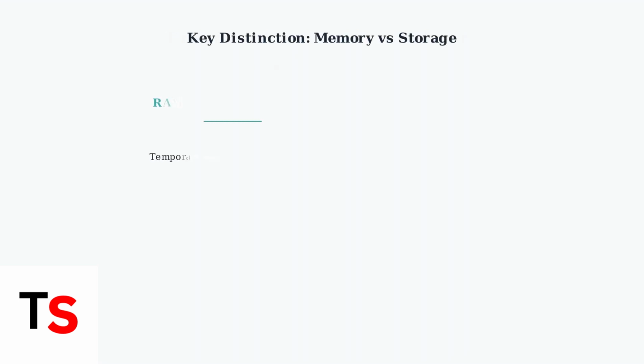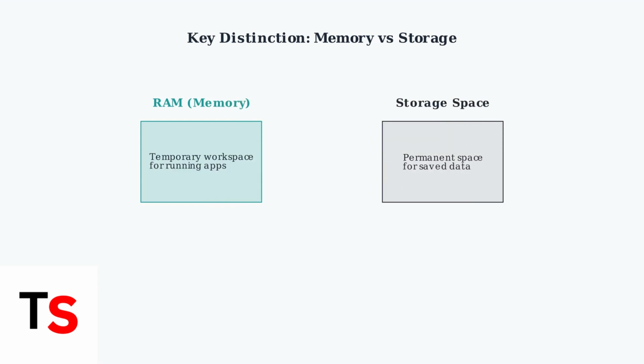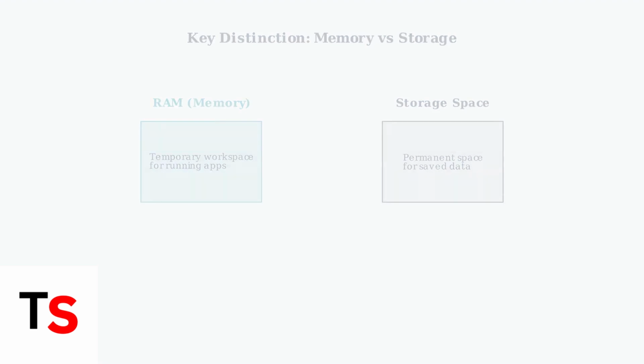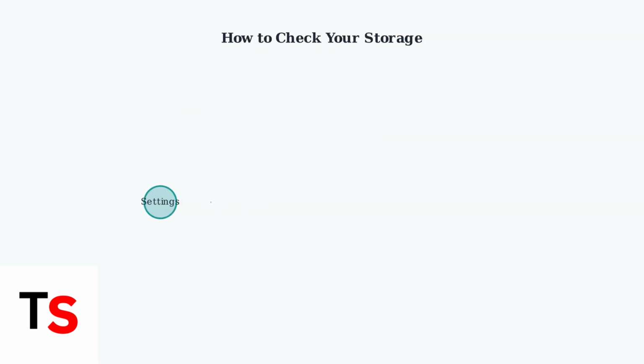First, it's crucial to distinguish between low memory and low storage space. Memory, or RAM, is the temporary workspace your headset uses to run apps. Storage space is where your games, apps, and data are permanently saved. To check your storage, navigate to Settings, then Storage. This will show you a breakdown of used and available space on your headset.